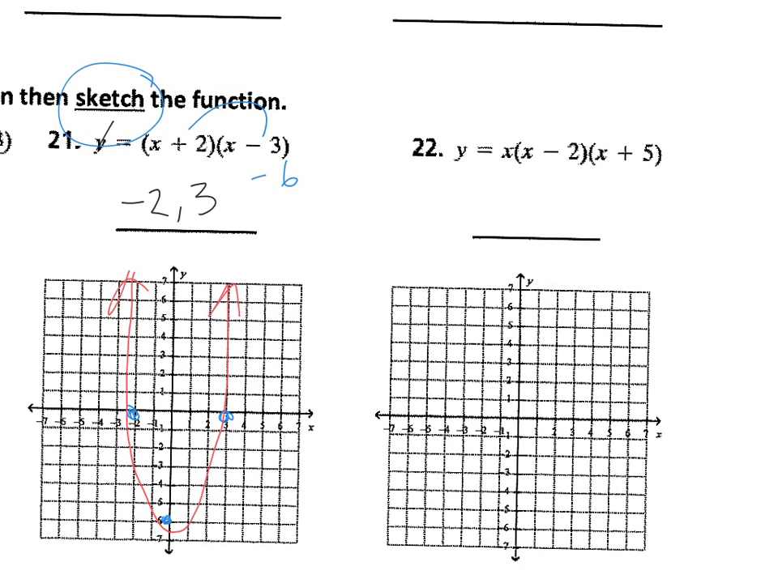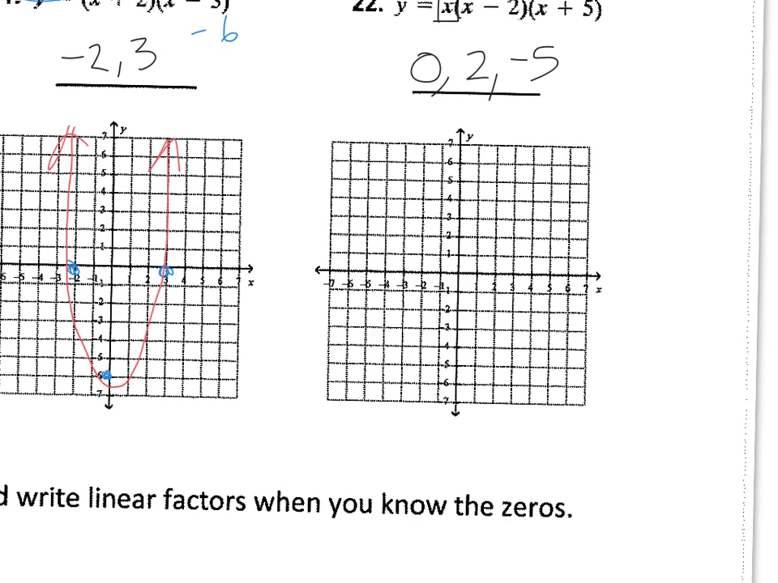And then the last one, don't forget about this 0. This could be 0 as well. You could set x equal to 0. That's a factor. And then I have 2 and I have negative 5. So I'm going to plot 0 and negative 5. It's a cubic, and it's going to go up from left to right because the leading coefficient's positive.